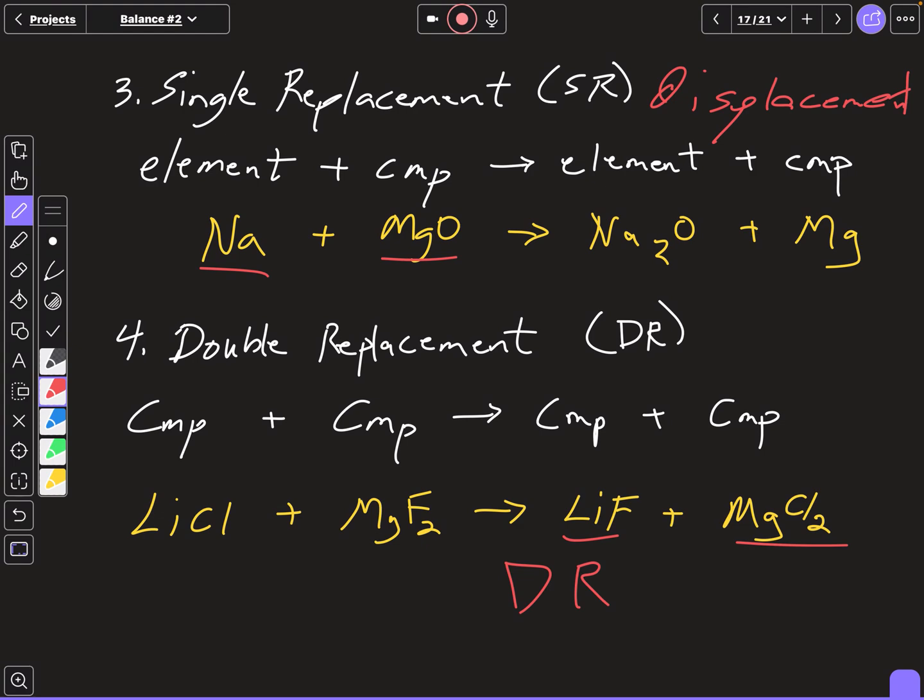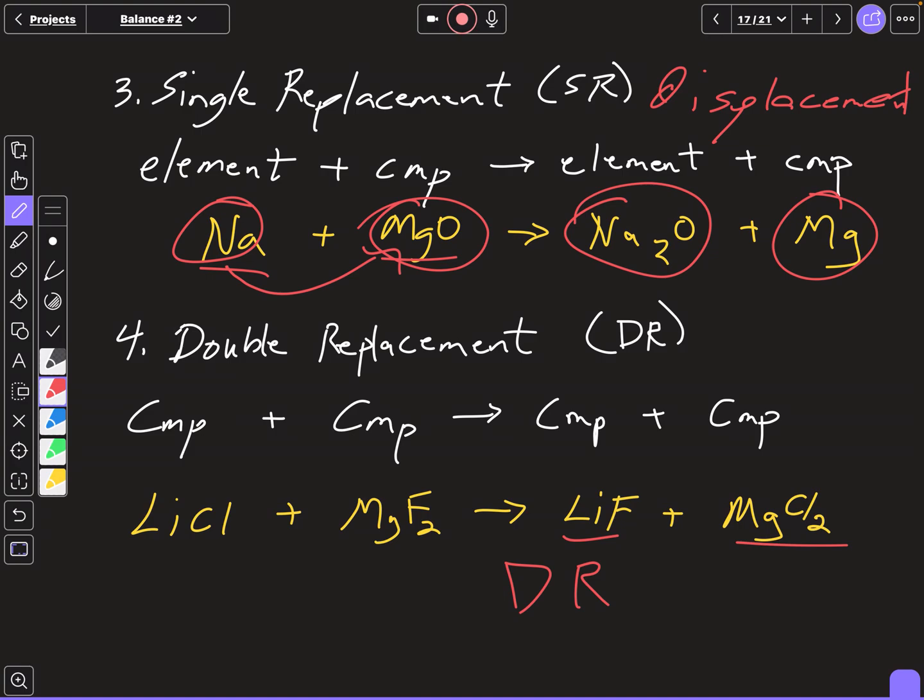You have an element and a compound on the left side, an element and a compound on the right side. In this example here, we have sodium. That's a single element reacting with magnesium oxide, a compound. So you have an element plus a compound. Producing, we have Na2O, sodium oxide, so a compound, plus Mg, which is an element. So that's single replacement. The sodium is replacing the magnesium and reacting and forming sodium oxide, leaving magnesium by itself.